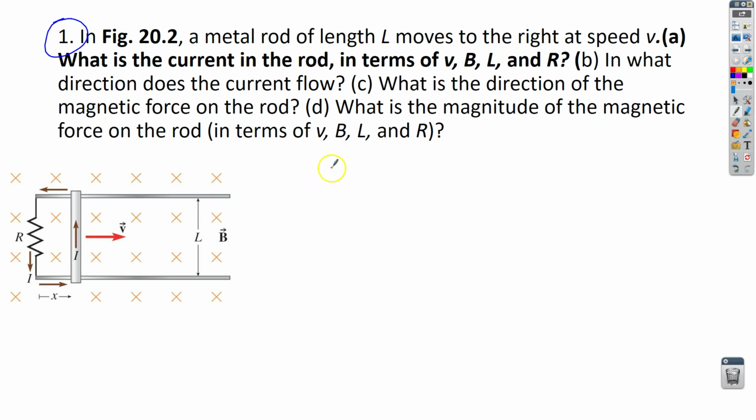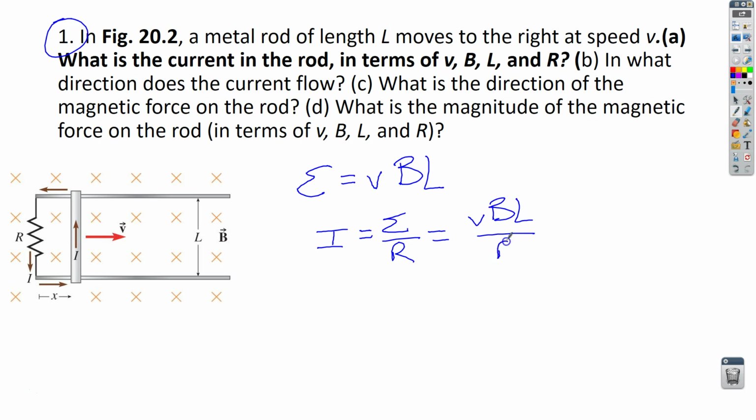So for this one, we know that the induced EMF in this is equal to the velocity times the magnetic field times the length of the rod. And so we know that current is equal to the EMF divided by the resistance in the resistor that we have here. And so that's equal to V times B times L all over R. So just very straightforward, very easy to do.